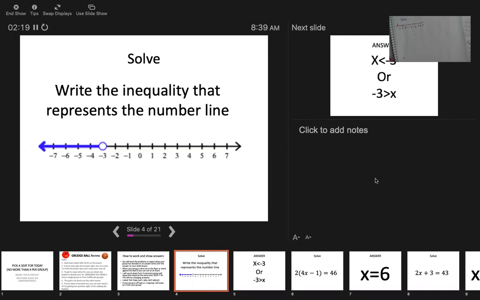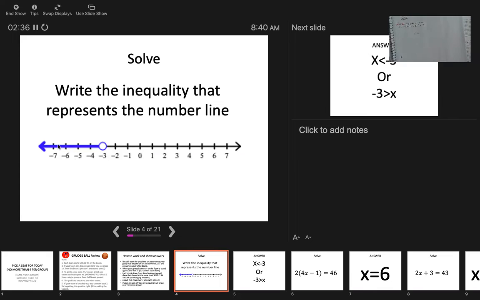So the x, what do we know about the x? Is it greater than or is it less than? How do we know it's less than? Because the numbers are smaller. So we're going to put less than.